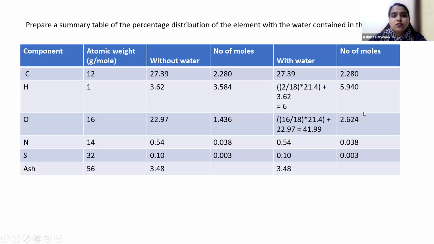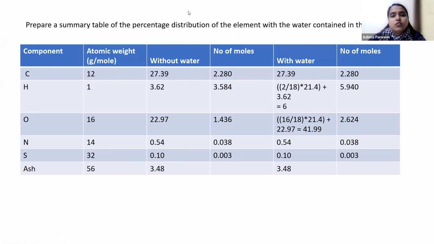So next, we'll prepare a table like this. For carbon, we know first we'll do the calculation for without water. It is given as total carbon content in organic waste is 27.39 grams, hydrogen is 3.62, oxygen is 22.97, nitrogen is 5.54, and sulfur is 0.18. And ash is given as 3.48, but the molecular mass of ash is not given, so we will not do any calculation for ash.